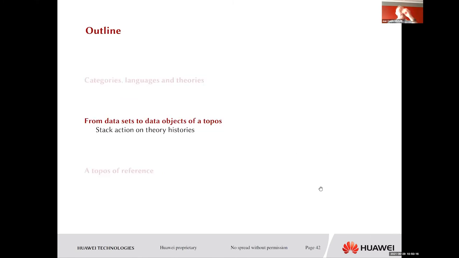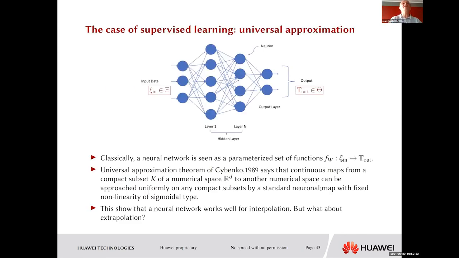So let's see now what we call data sets. In fact, we will see that in machine learning they are not really data sets, they are much more than that. In order to see that, let's consider the case of supervised learning. So we have input data x_in, which are elements of a big set of possible data. So they are basically all possible data that can be seen at some point by the neural network, right? And then at the output, you have some theories T_out belonging to a set of theories capital Theta.